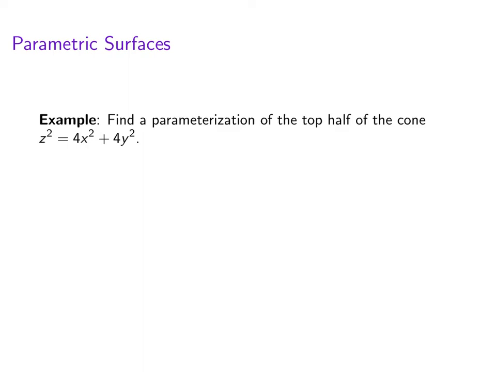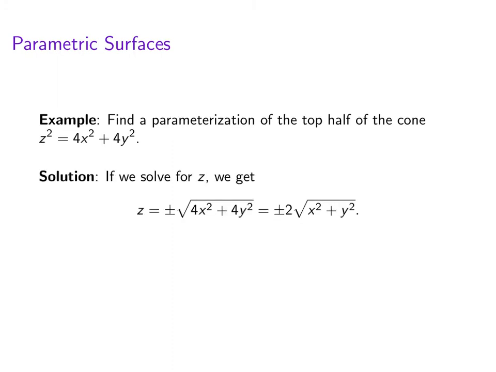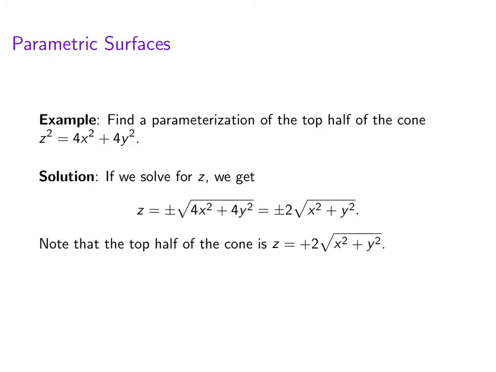Hello, calculus fans. Let's find a parameterization of the top half of the cone, z squared equals 4x squared plus 4y squared. Now let's solve for z, and if we do so, we get z equals plus or minus the square root of 4x squared plus 4y squared. And if you like, you can pull the 2 out, so we get plus or minus 2 times the square root of x squared plus y squared. Now the top half of the cone is z equals plus 2 square root of x squared plus y squared.